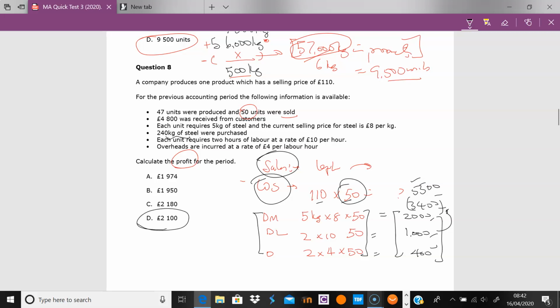When I subtract this 3,400 from this, I get 2,100. Like all things, it's the practice of knowing what to work with ultimately. But when you see profit, you know that they're talking about just sales minus cost of sales. Hopefully, if you had practiced this question, you're going to come back to this anyway. This is just the first round of practice. Cool.